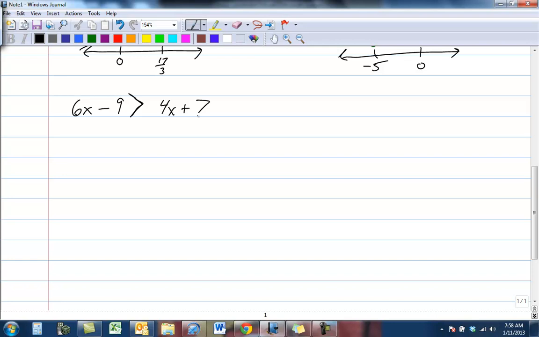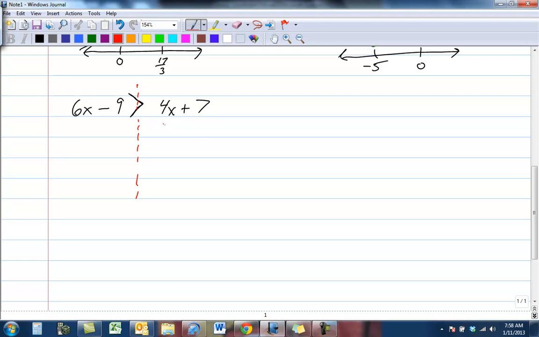6x minus 9 is greater than 4x plus 7. All right, step 1. Simplify both sides of the inequality. Is there anything to do here? Nope. What about the right side? 4x plus 7, we're all set. Step 1 is all good.